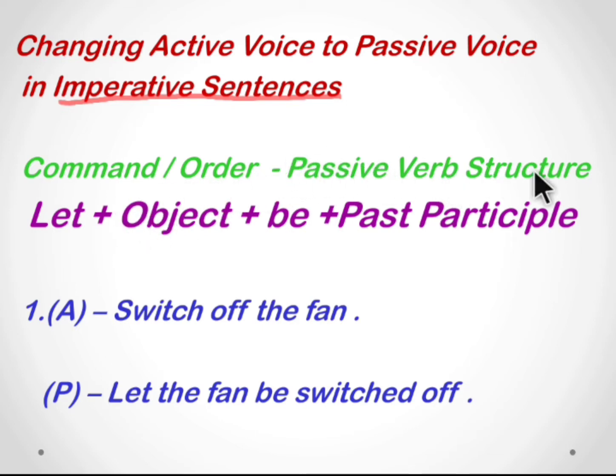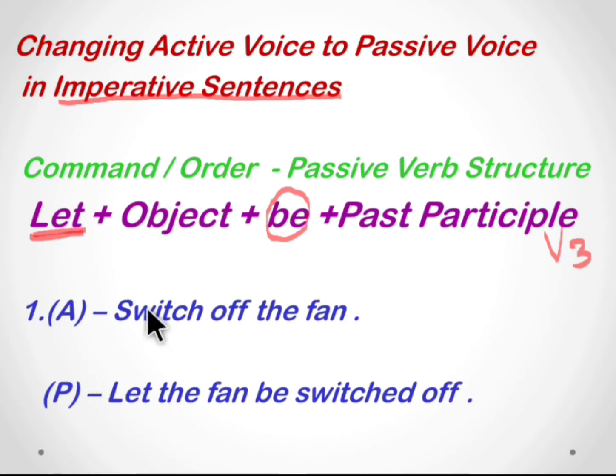Now the passive verb structure in the command and order is let plus object plus be plus past participle. That is, we bring the object usually in the front in the passive voice. The be form of verb in the imperative sentence is be, and we use the past participle, which is otherwise called the verb 3. And the first important thing is we use let. We begin the passive voice with let. We'll go to the examples.